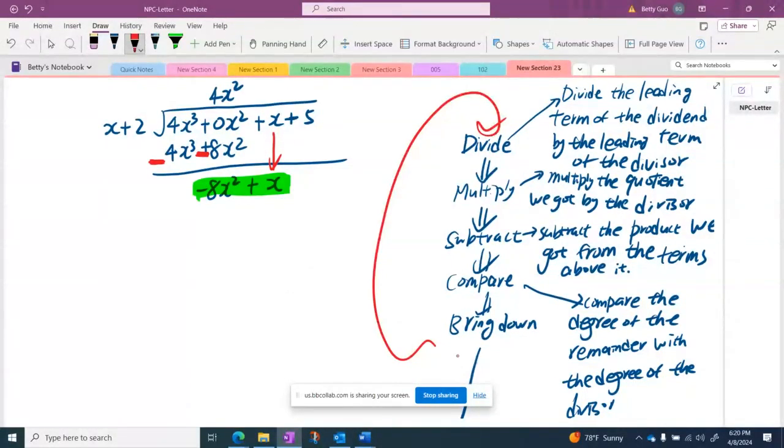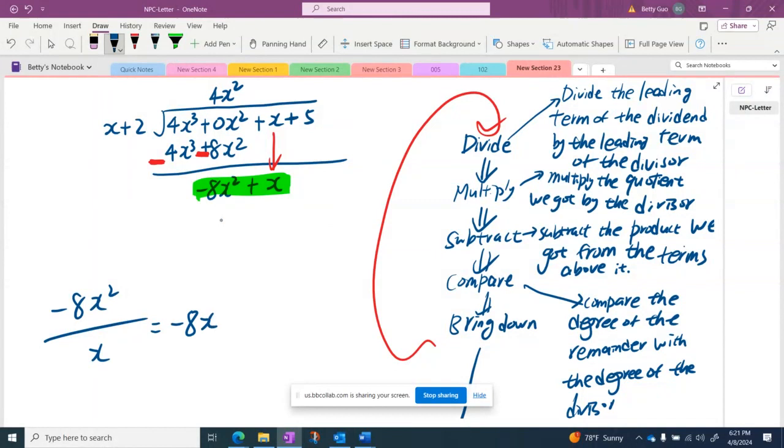The first step, divide. Divide what by what? Divide the leading term in the dividend. The green polynomial is the new dividend. In the second round, we start by dividing the leading term in the new dividend by the leading term of the divisor. The leading term of the new dividend is negative 8x squared. Divide that by the leading term of the divisor, which is x. The quotient is negative 8x.